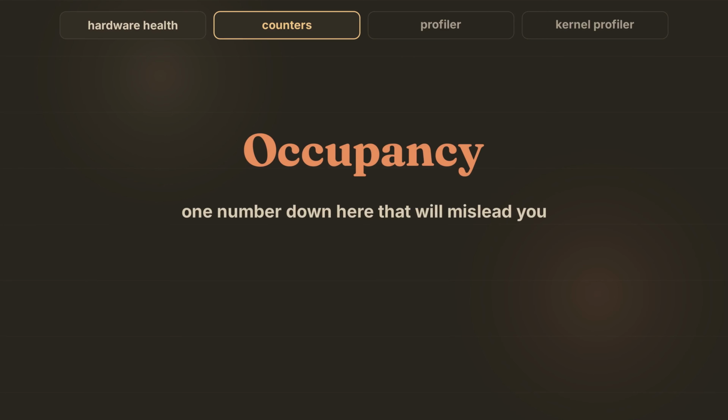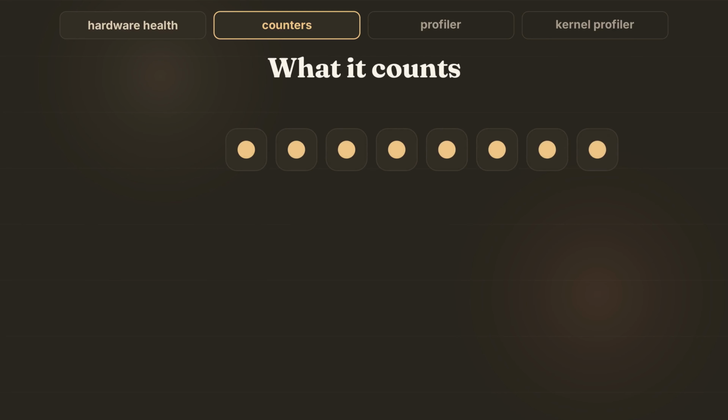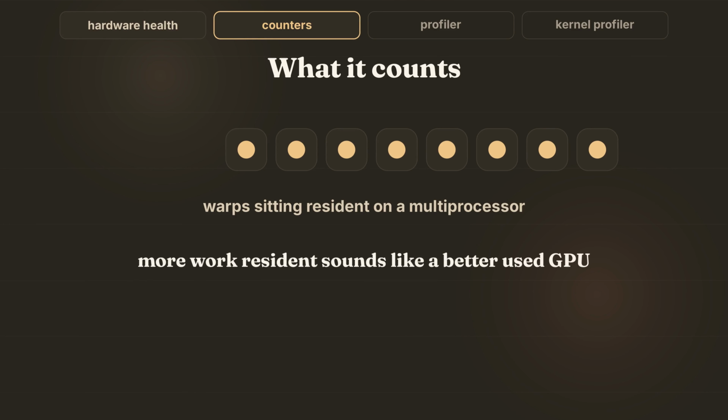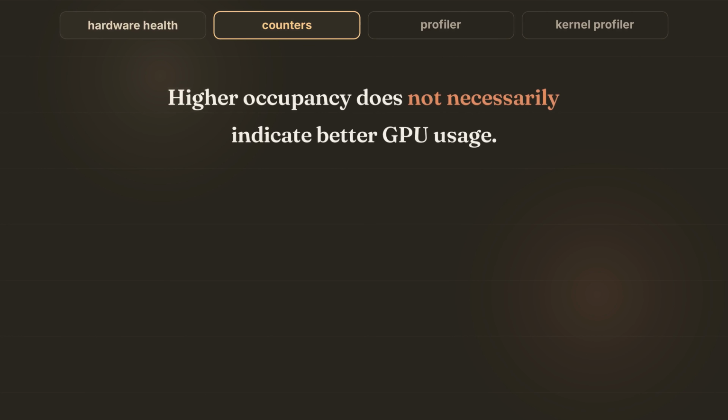Now there's one number down here that will mislead you. And I've watched it mislead people who knew what they were doing. Occupancy. Occupancy counts how many warps sit resident on a multiprocessor. And a warp is just a small group of threads the GPU schedules together. And it sounds like the number you want, right? More work sitting there sounds like a better used GPU. And DCGM's own documentation says, in as many words, that higher occupancy does not necessarily indicate better GPU usage.